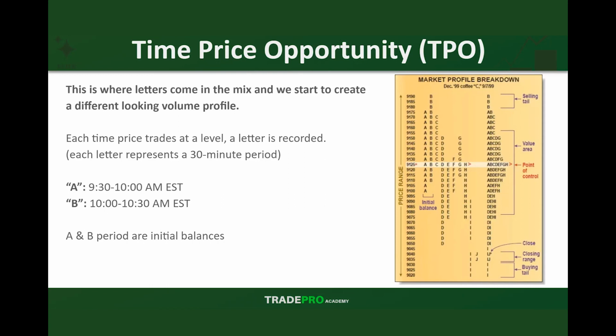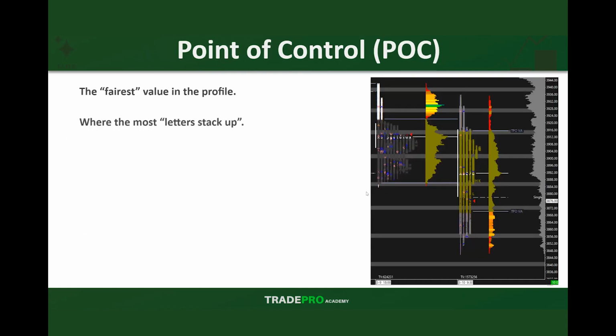Now, the market profile, just like a volume profile, has a fair balance, which is going to be the general value area, and then it has unfair highs and unfair lows as well. The point of control is going to be the fairest value in the profile. It's going to be the most voluminous, the thickest area of the profile. In the market profile, it's the area that's been traded the most naturally.